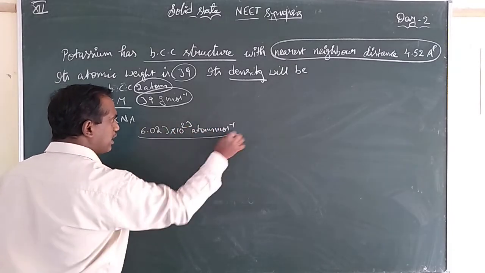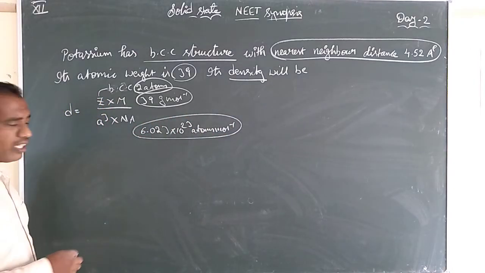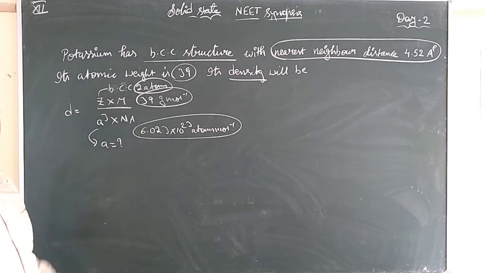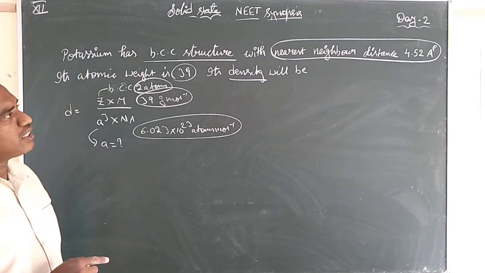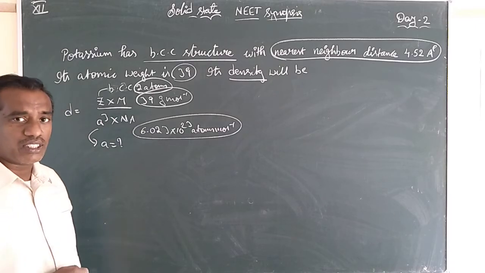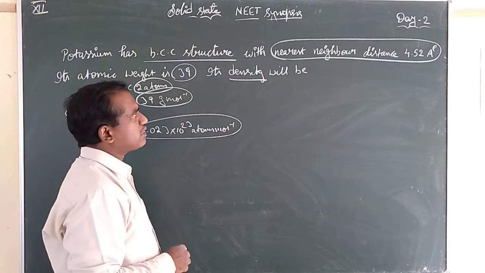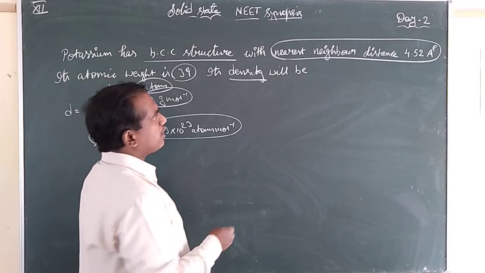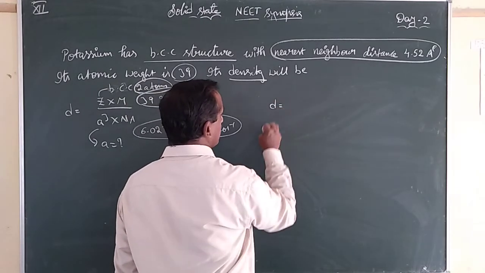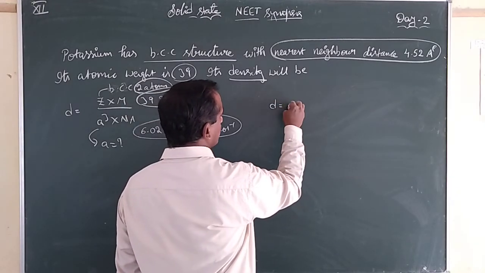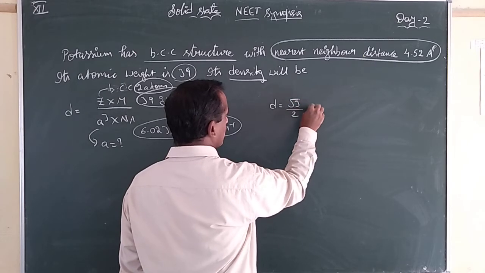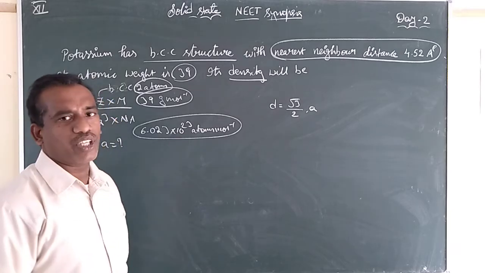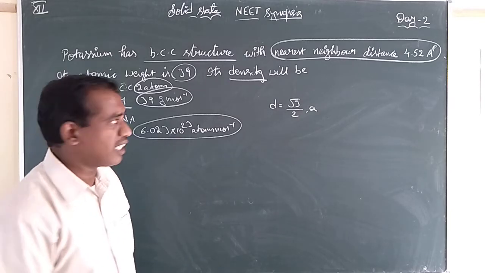But here edge length is not given. Is the edge length given? Edge length is not given. A is not given. Then what to do? When the nearest neighboring distance is given but edge length is not given, what is the nearest neighboring distance? In case of BCC, d is equal to how much? Root 3 by 2 into a. So from this you can extract the edge length.